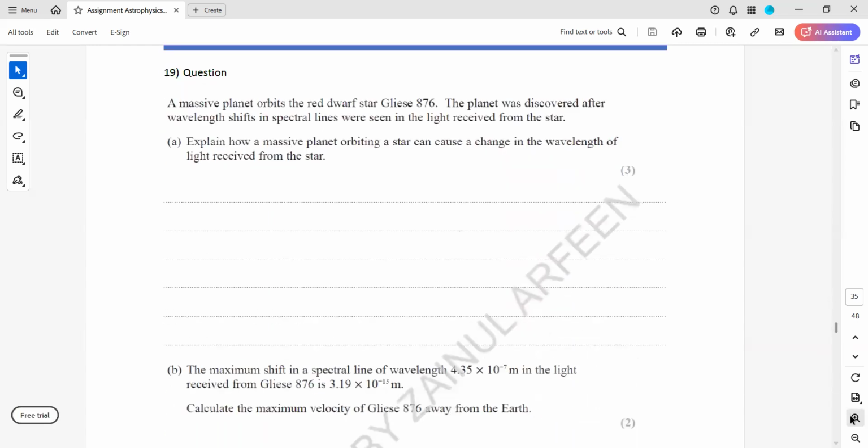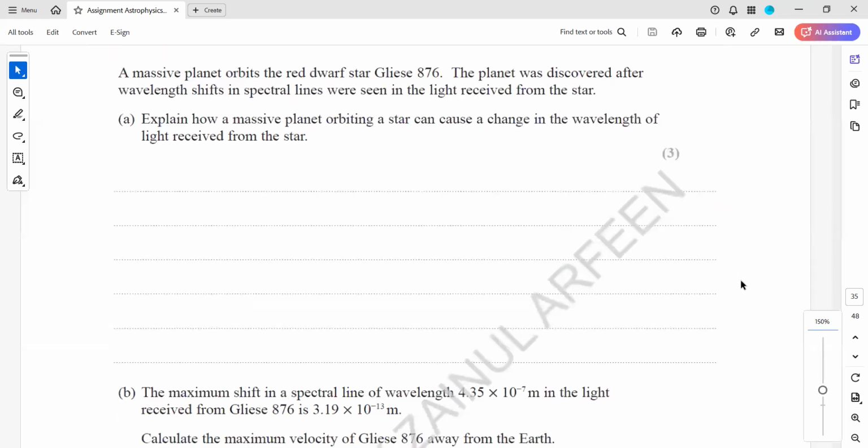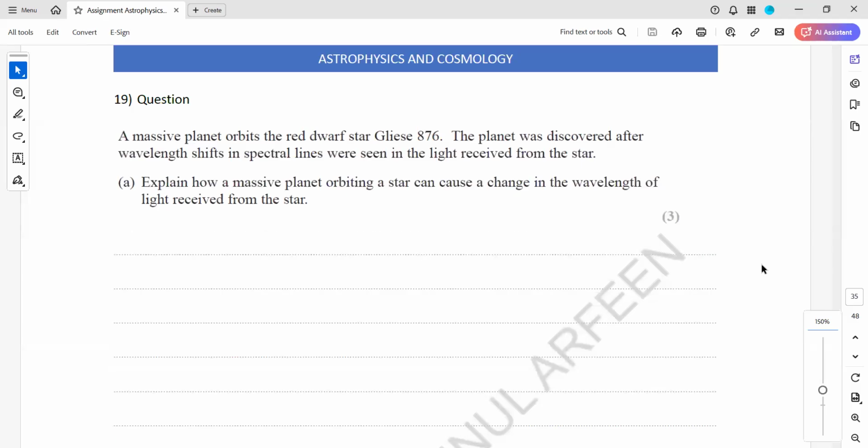Then we have question 19. A massive planet orbits the red dwarf Gliese 876. The planet was discovered after the wavelength shift in the spectral lines was seen in the light received from the star. Explain how a massive planet orbiting the star can cause a change in the wavelength of the light received from the star. So, how is there a change in the wavelength?